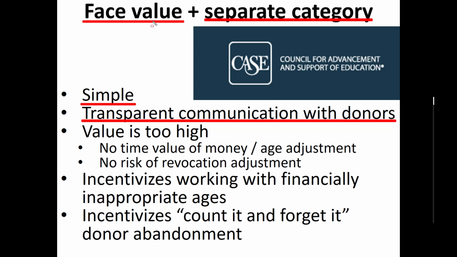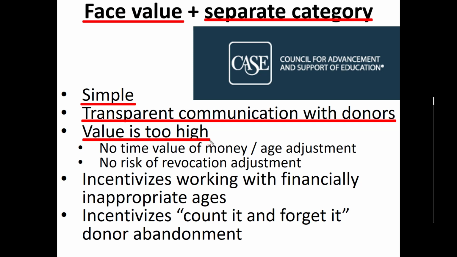Otherwise, you're going to pointlessly annoy donors by dealing with things like time value of money and telling them that your gift isn't worth what you thought it was worth because you're not old enough, or whatever. So those are some great advantages of this strategy. It's simple. It creates transparent communication with donors. And what I would suggest is the only way to communicate with donors, which is to simply use the face value amount. Now, of course, we know without question, this value is too high, right? This is not an appropriate value of that kind of gift by any means.